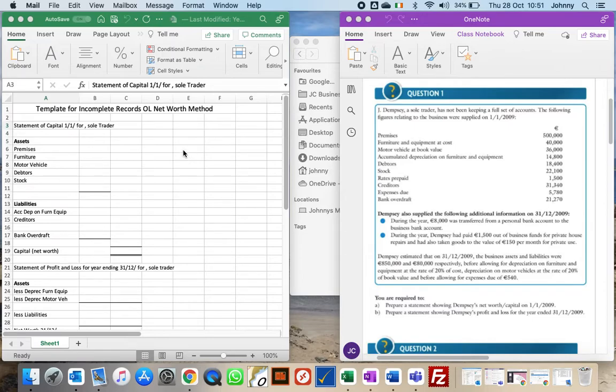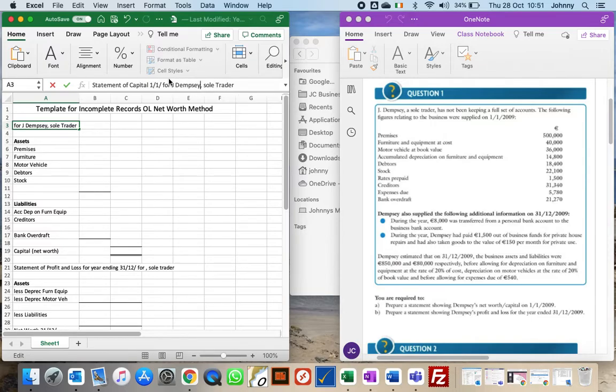So this is question one. What we've done, as with every question, we've laid out the blank document first. We're ready to put information in. So you do get marks for labeling the top part of it. So I'm just going to put this in. So it's for J. Dempsey. So statement of capital for J. Dempsey.